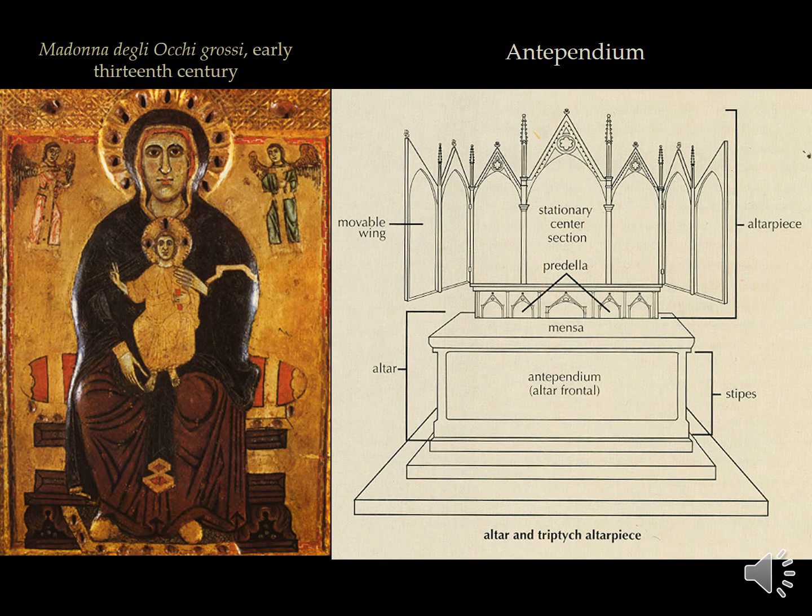Here is the image that the general on the Sienese side prayed to, the Madonna degli Occhi Grossi, or the Madonna of the Large Eyes. This is an antependium showing you what the decoration looked like prior to the creation of the Maestà we will discuss. That is a decoration on the front of the altar. An antependium, literally ante is before, and pendium comes from pendere, which is to hang. So it hangs before the altar.